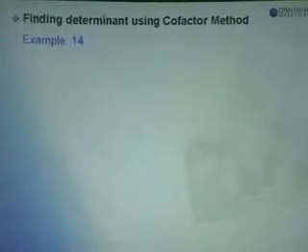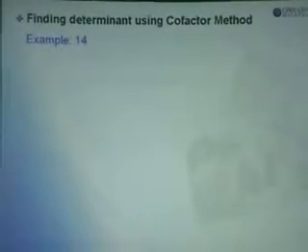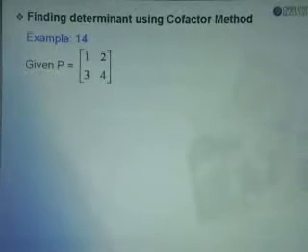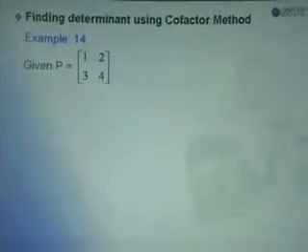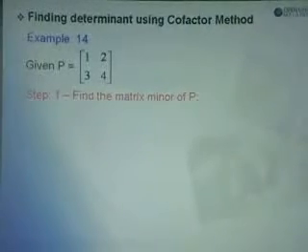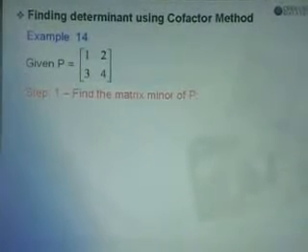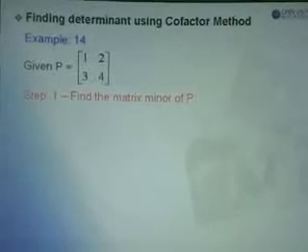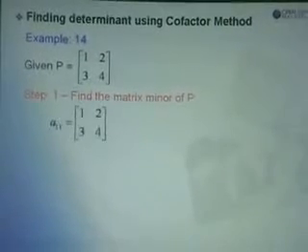Determinant of a matrix using the cofactor method. Example 14. Let's say we are given a matrix P equals 1, 2, 3, 4. In order to find the determinant of P, the first step is to find the minor of P. To find the minor of P, look carefully here.